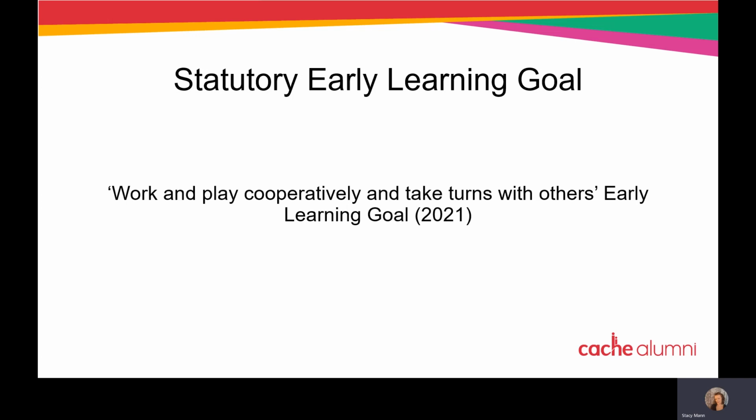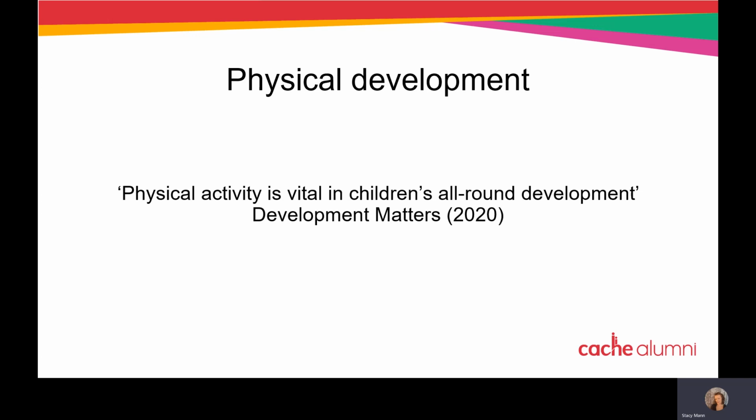And our final prime area is physical development. Physical activity is vital in children's all-round development. We know this well. And this area includes both gross and fine motor skills, experiences that should be provided for the children throughout their lives. Physical activity should be a part of the daily routine in a setting and ensure that children enjoy exploring activities throughout the day. It's also about considering time to rest, sleep and relax, both indoors and outdoors.